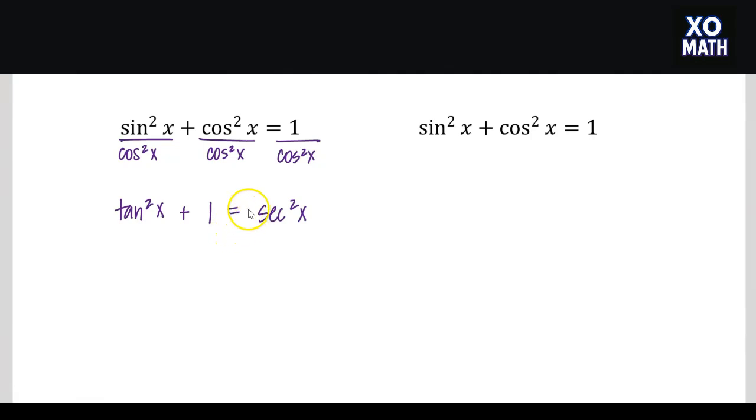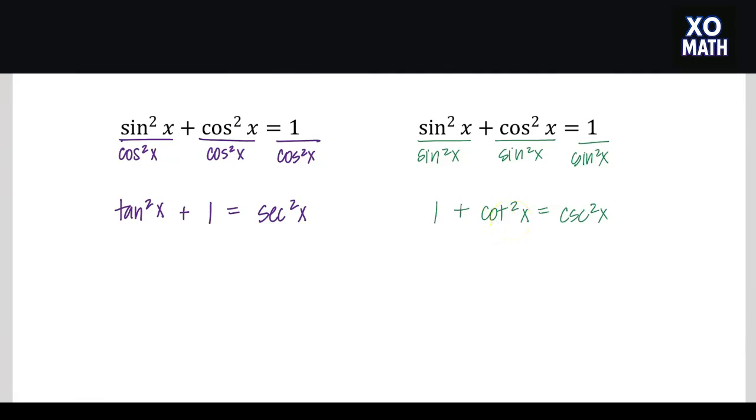And we can go ahead and derive the third Pythagorean identity by starting with sine squared x plus cosine squared x equals 1 and dividing by sine squared x now on both sides of the equation. So if I divide everything by sine squared x, over sine squared x, same thing over the same thing is 1. Cosine squared x over sine squared x is cotangent squared x. And 1 over sine squared x is cosecant squared x. So these are the other two remaining Pythagorean identities.